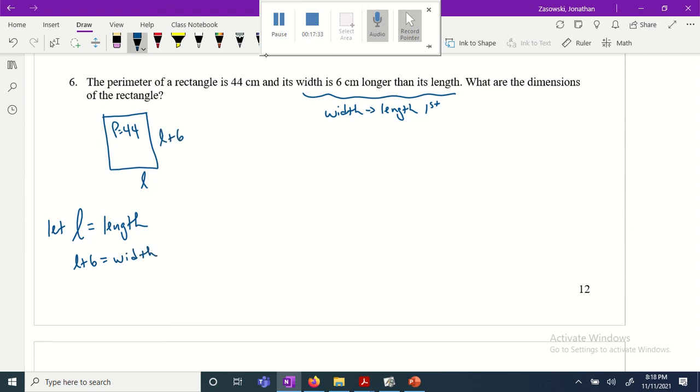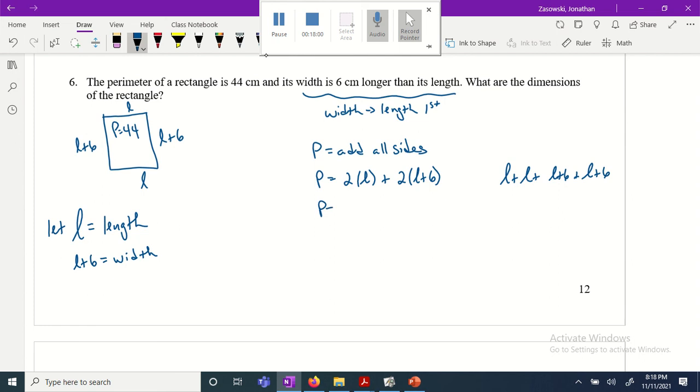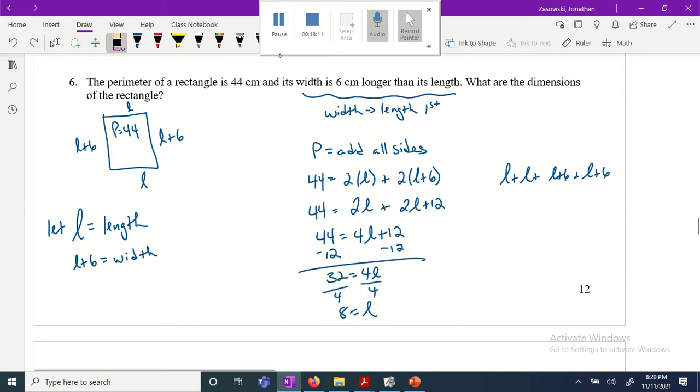Now there's two sides. Remember perimeter equals add all sides. So there's two sides of L, and there's two sides of L plus 6. So you can either do 2 times L plus 2 times L plus 6, or you can do L plus L plus L plus 6 plus L plus 6. Your choice. Okay, it should get you the same answer here. All right, okay, see if you can finish. Okay, remember we need to plug in the 44 there for P, and then we're just going to combine like terms and solve. So you should have ended up hopefully with L equals 8.